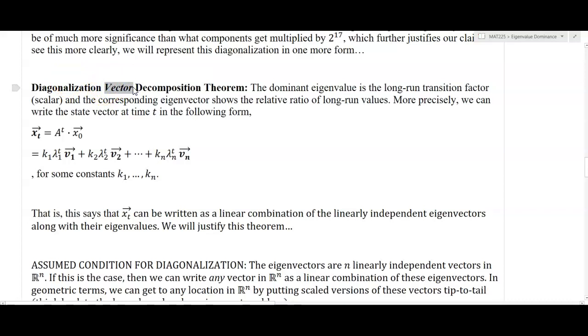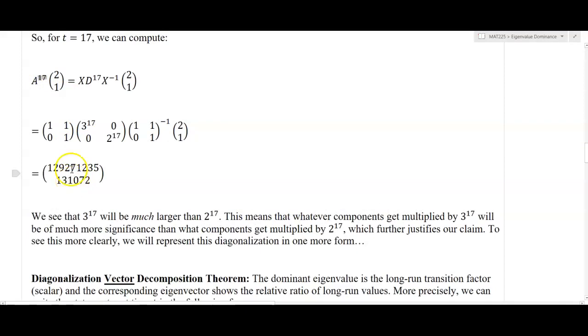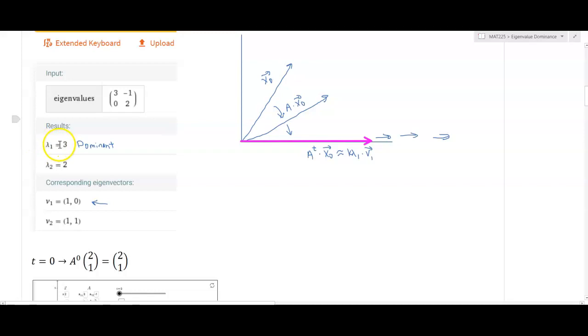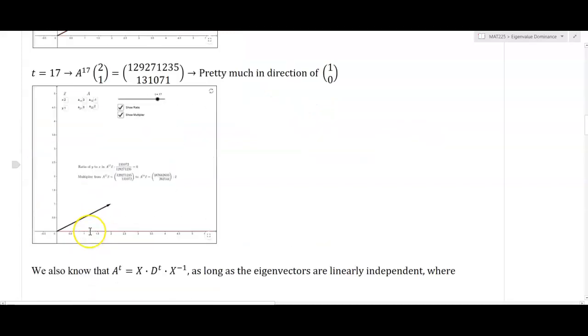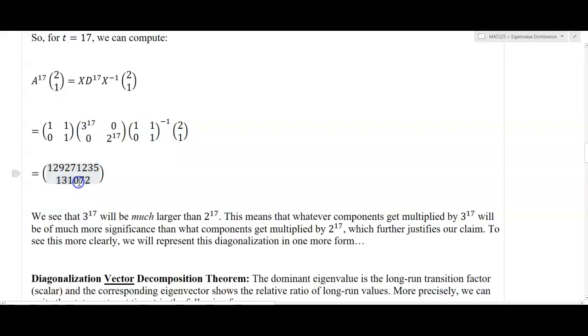And this is going to be the same idea, but written in vector form. The theorem says that the dominant eigenvalue is the long-run transition factor, the scalar, and the corresponding eigenvector shows the relative ratio of long-run values. What I mean by that is, as this power became large, we noticed that the ratio between the x and the y components is the same as the ratio between the x and the y components of the dominant eigenvector. So the dominant eigenvector corresponding to the dominant eigenvalue is (1, 0), and we see that the relationship between this really large number here at the top and this number here down at the bottom is pretty much a 1 to 0 ratio, or a 0 to 1 ratio if you want to do y to x.